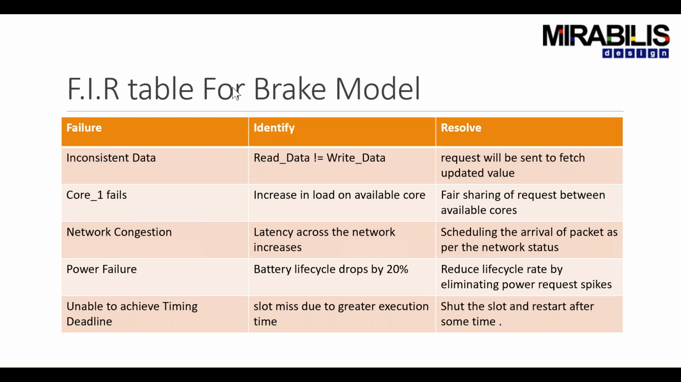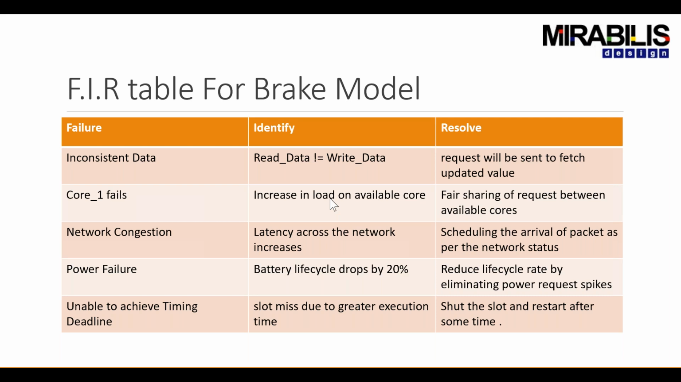Now, this one here is a table for doing what we call an FIR, which is failure identity resolution. So you can have things like, for example, one of the cores fails, which means the loading has to be done on the remaining cores. And the way you have to resolve it is you have to change the fair sharing of requests across the remaining cores.